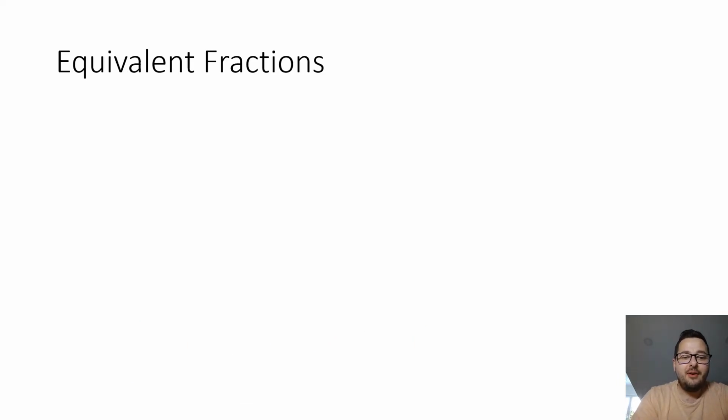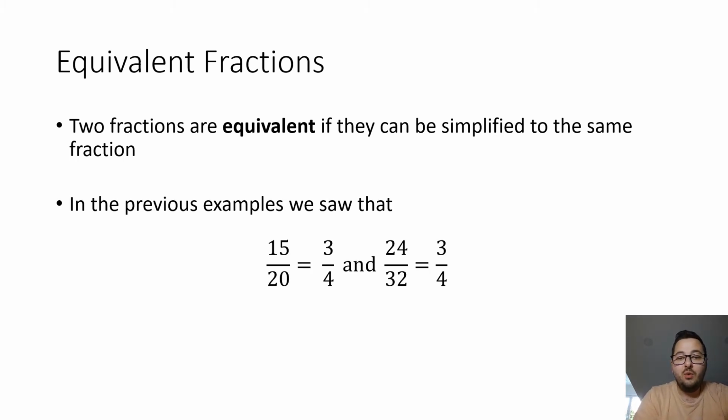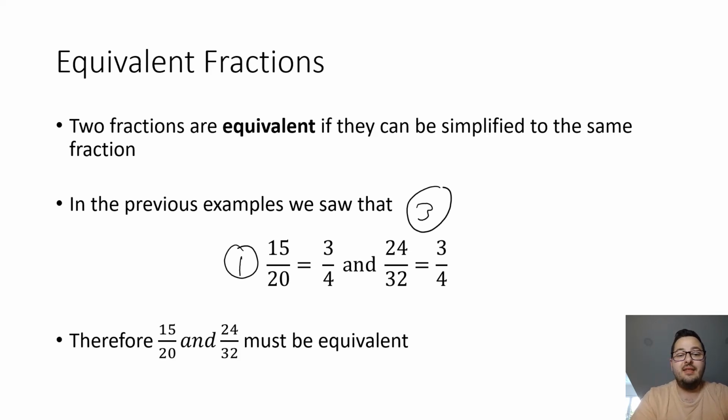Alright, so now we're going to think about equivalent fractions. Two fractions are equivalent if they can be simplified to the same fraction. We saw in the previous question, question 1, that 15 over 20 equals 3 over 4. And we also saw from question 3 that 24 over 32 simplifies to 3 over 4. So that means that 15 over 20 and 24 over 32 must be equivalent because they simplify to the same fraction.